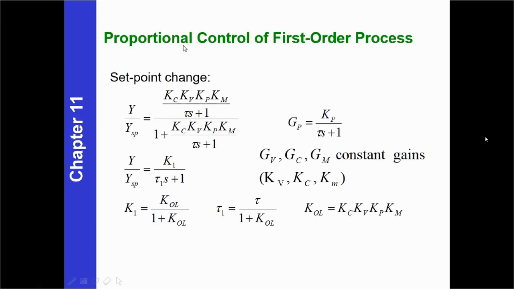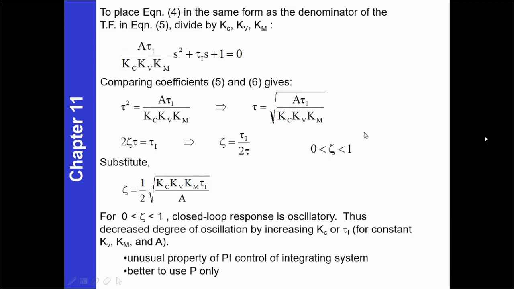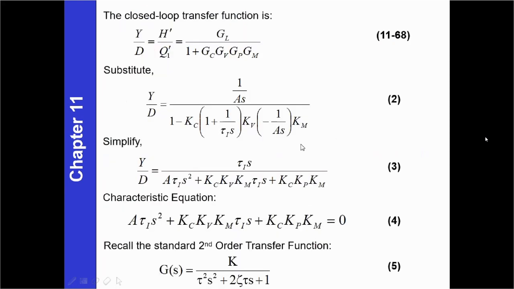Then for the proportional part only, proportional control of a first order process, the set point response Y over Y_sp equals this equation here: K_c K_v K_p K_m over (tau s plus 1), over 1 plus K_c K_v K_p K_m over (tau s plus 1). This term is given by the previous one.